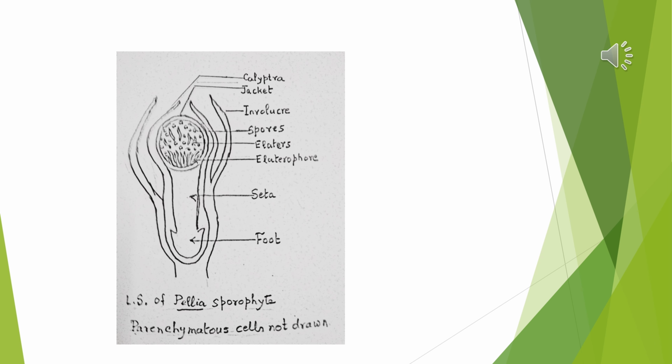Figure shows the diagrammatic representation of the sporophyte. Parenchymatous cells are not drawn here. Sporophyte consists of sterile foot, long sterile seta and capsule. The capsule consists of a bilayered sterile jacket or capsule wall, a bunch of sterile elaterophores fixed at the bottom of the capsule, and elaters. Fertile cells are the spores. It must be noted here that the bilayered jacket should be indicated in the drawing or in the labeling, or both.